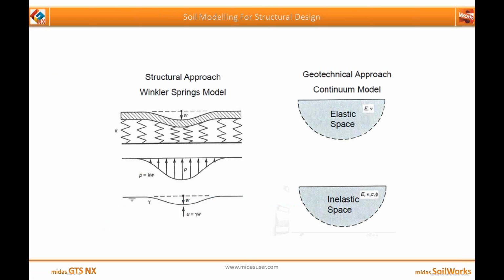Now next we'll be dealing with soil modeling for structural design. Whenever we go for a structural approach, we go for the Winkler springs model, where the Winkler springs themselves represent the soil, and the foundation helps us to locate the settlements, how the settlement is going to take place. Whereas in the geotechnical approach, we go for the continuum model. We have two types of spaces, elastic spaces, which are defined with E and nu value, and inelastic spaces where we consider the E, nu, C and phi value.